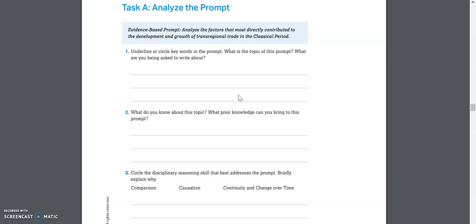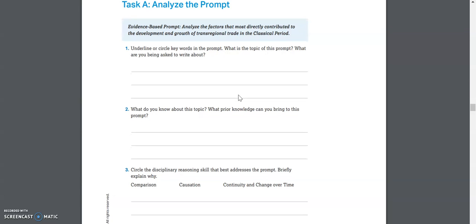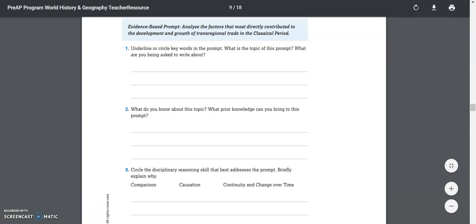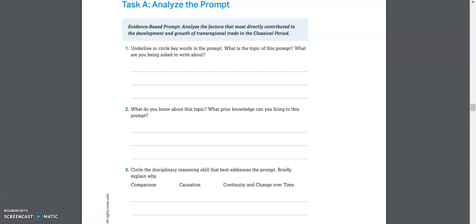Next week we will discuss finishing the performance task. We'll get to Task B and Task C. And that will conclude this week's assignments.